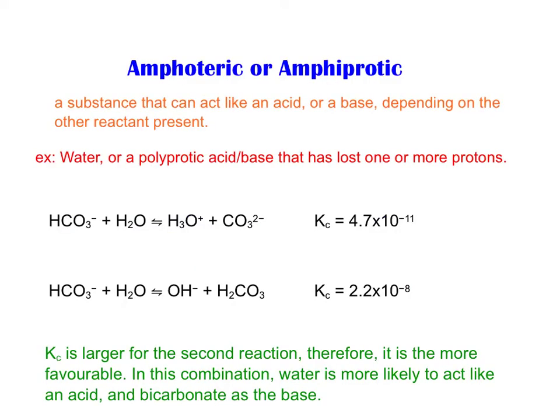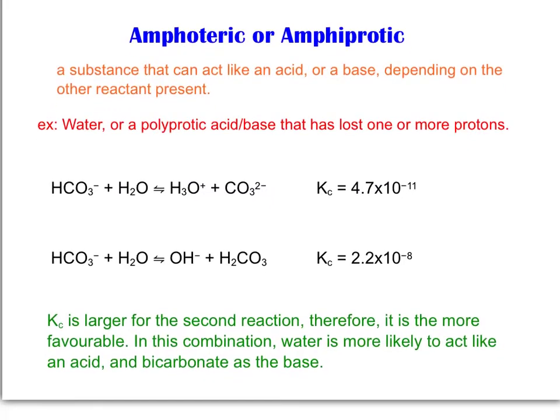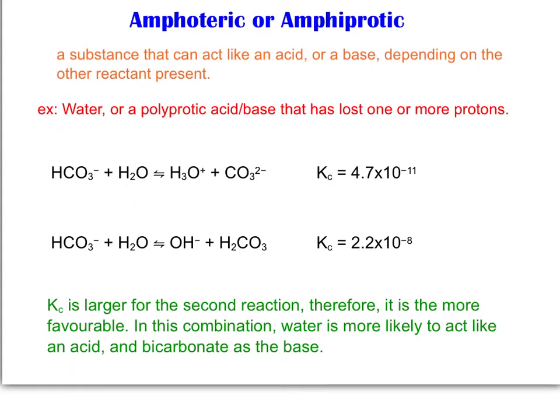Alright, I was saying on the previous slide that water can sometimes act like an acid and it can sometimes act like a base depending on what it's reacting with. So we call that amphoteric or amphiprotic. So water, or a polyprotic acid or base that has lost one or more of its protons but still has the ability to either gain one back or lose another one, can be considered amphoteric.